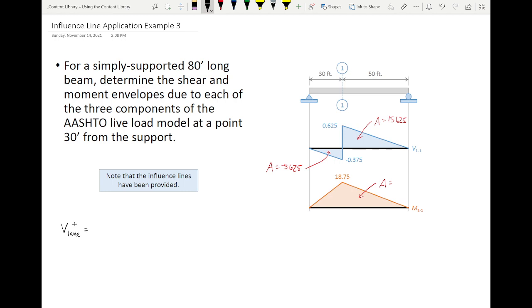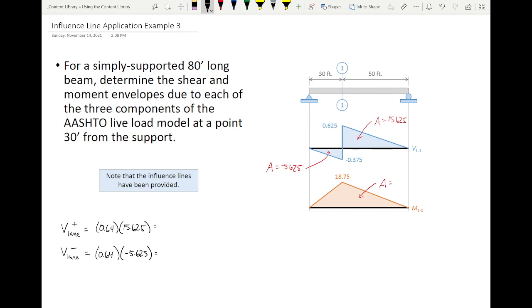How do I do this? If I'm trying to determine the positive lane shear and the negative lane shear, tell me how do I do that? And the negative area, yeah. So this is going to be 0.64 times 15.625, 0.64 times -5.625. Like, am I going too fast, or does this make sense?